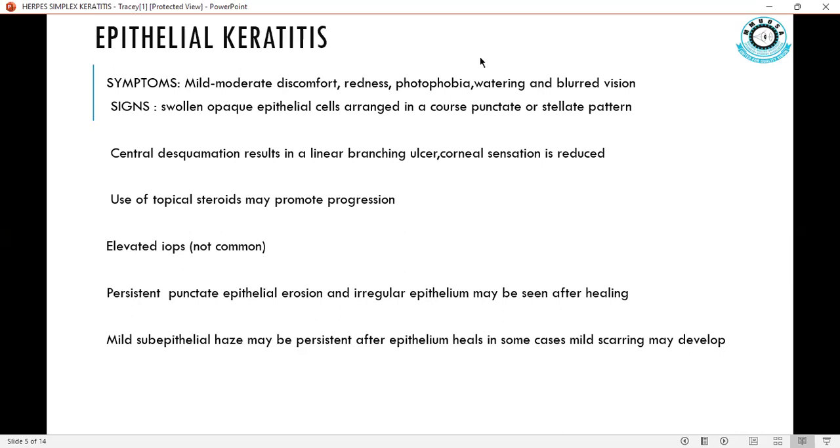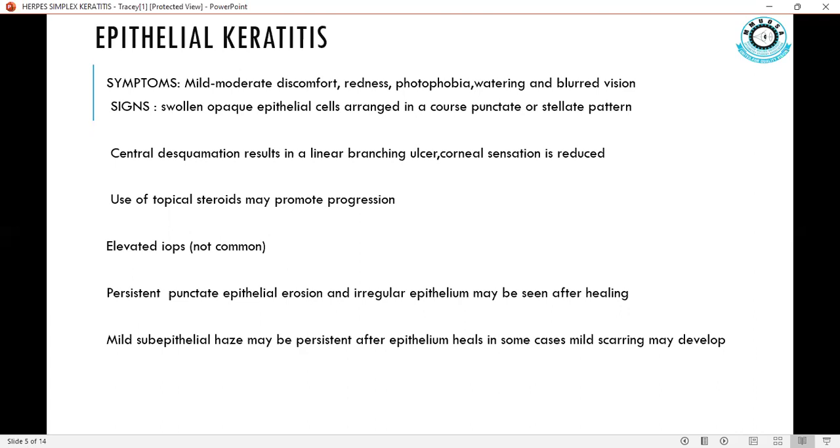We'll see a picture of the same. It's a central desquamation with linear branching ulcers. That is what we call dendritic ulcers. And then the virus-laden cells at the margin of the ulcer stain. When you stain the ulcer, it will stain. And then the corneal sensation will also be reduced. And then there might be elevated IOP.